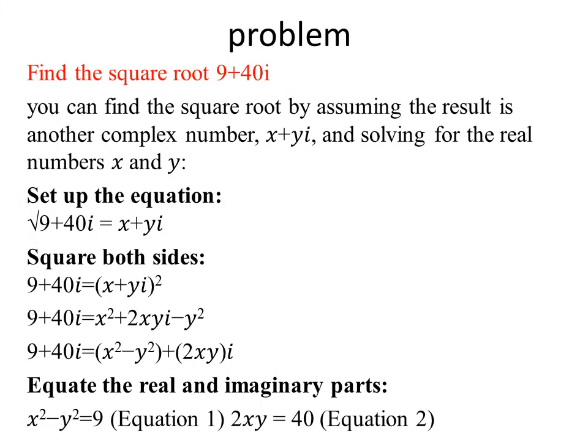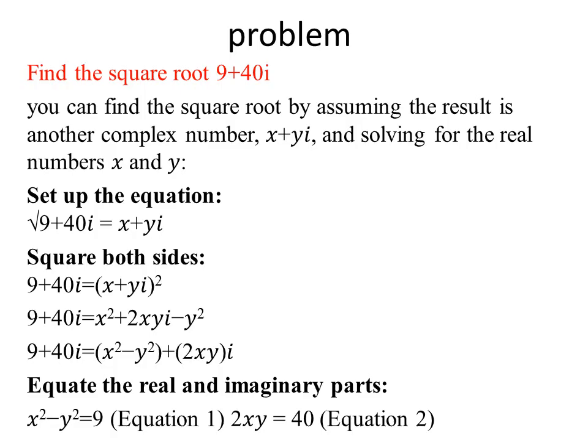After this, we take one more problem: find the square root of 9 plus 40i. You can find the square root by assuming the result is another complex number, that is x plus yi, and solving for the real numbers x and y. For this, we set up the equation: root of 9 plus 40i is equal to x plus yi. Squaring on both sides, we get 9 plus 40i is equal to x plus yi whole square.